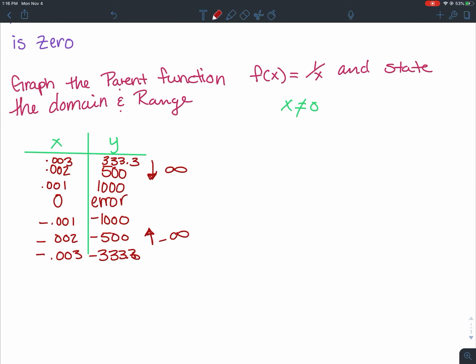Okay, so let's draw a picture of this. Make me a nice little x and y axis. So here's 0, the middle, the origin. As my x values were getting closer and closer to 0, they were starting to shoot way up on the positive side. So as I'm getting closer and closer to 0, they shoot up. And on the other side, as I'm moving this way, they're starting to shoot down.